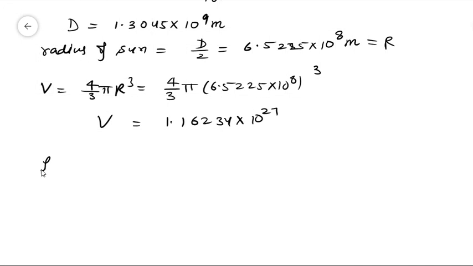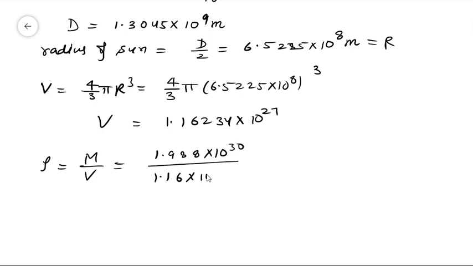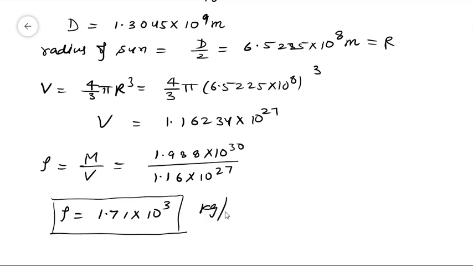So the density will be equal to the mass divided by volume, and the mass of the sun was given in the table, 1.988 times 10 to the 30 divided by 1.16 times 10 to the power 27, and the density comes out to be 1.71 times 10 to the power 3. The unit is kilogram per meter cubed, and that's the answer.